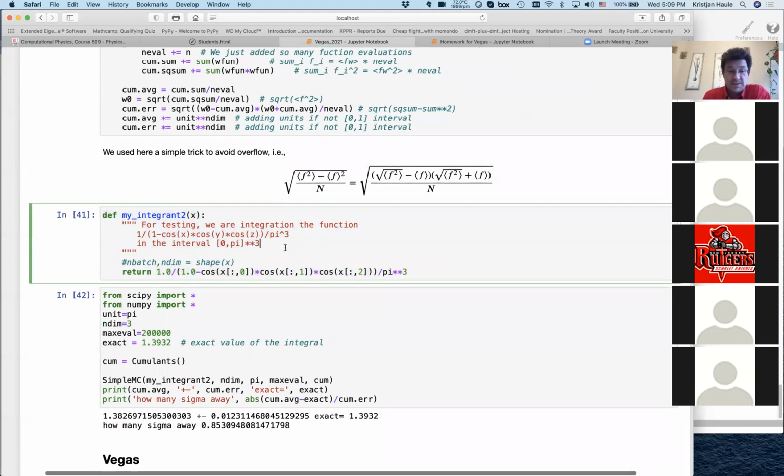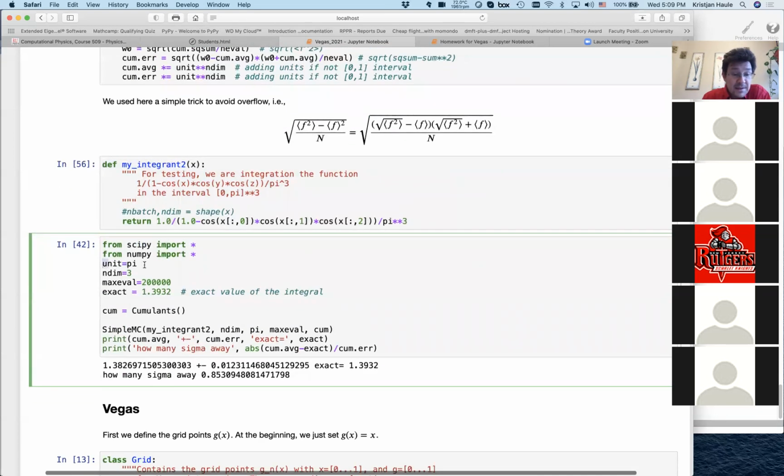So this is the simple Monte Carlo, and we already explained how the function that we integrate needs to look like. So now let me evaluate this. Here our unit is pi, because we are integrating from 0 to pi. The dimension is 3, because we have a 3-dimensional integral: cosine kx, cosine ky, cosine kz. Then we take a number of evaluations, 1, 2, 3, 4, 5. So this is less than 1 million. It's only 200,000. We know that the exact value is 1.3932, which we can integrate analytically.